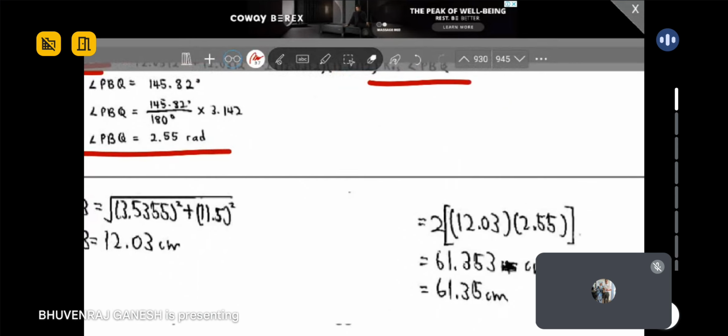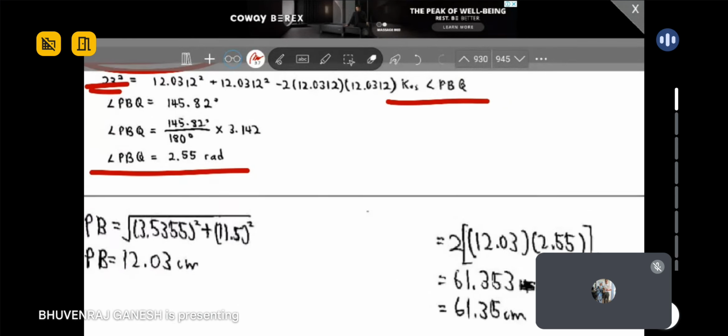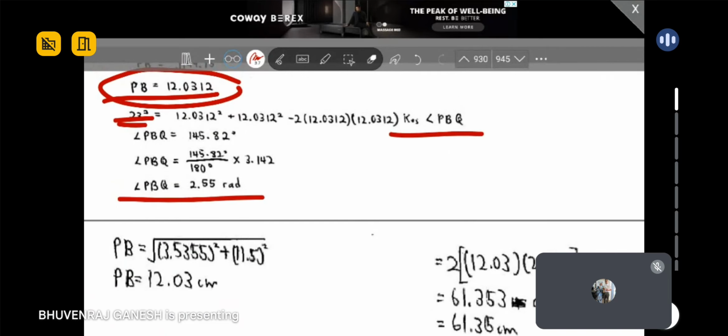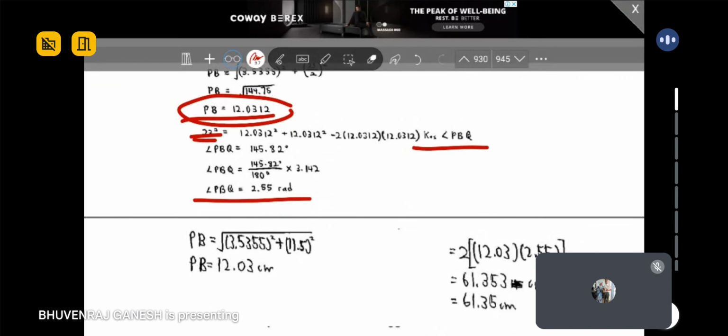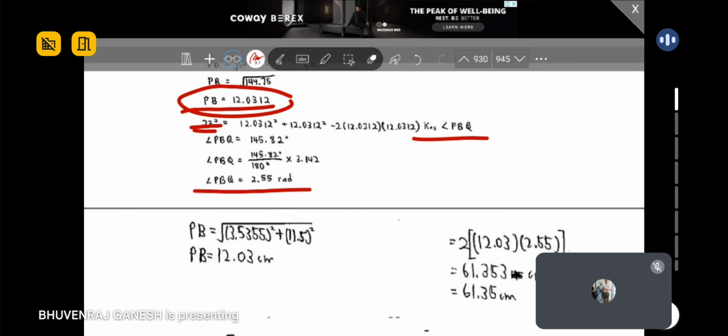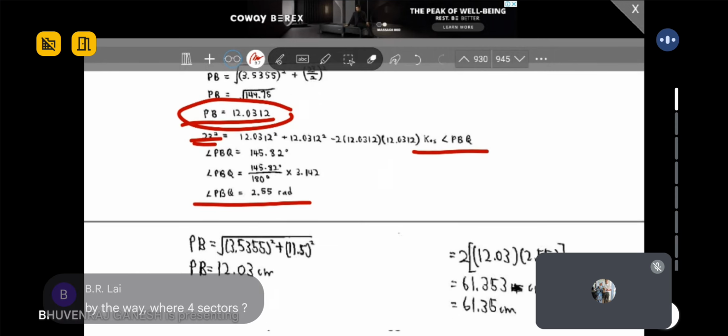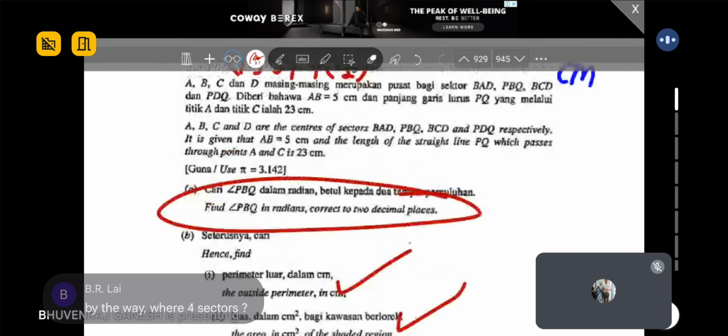So actually they mean the outside perimeter is the one really outside, the one that forms the diagram itself. Okay, guys, do you understand this question? How to get the perimeter? Can, right? Yes or no? Where are the 4 sectors? Actually, no need for 4 sectors.